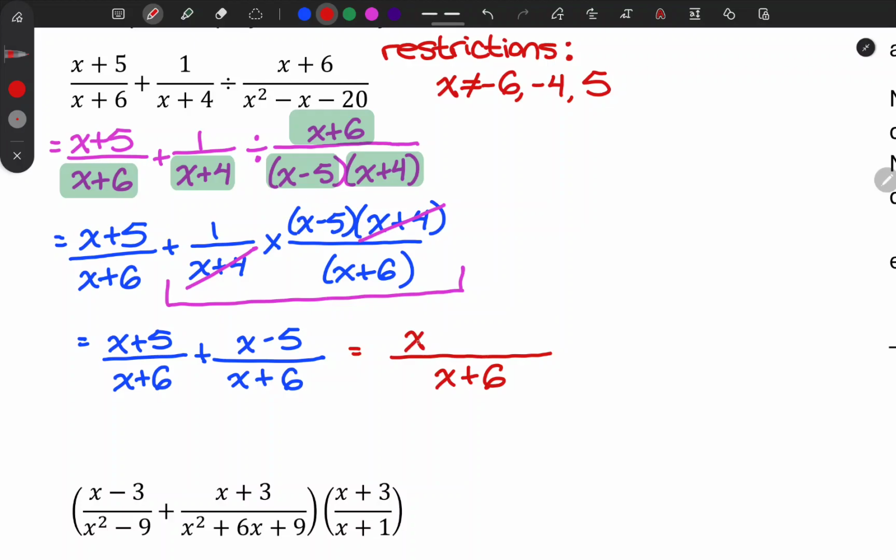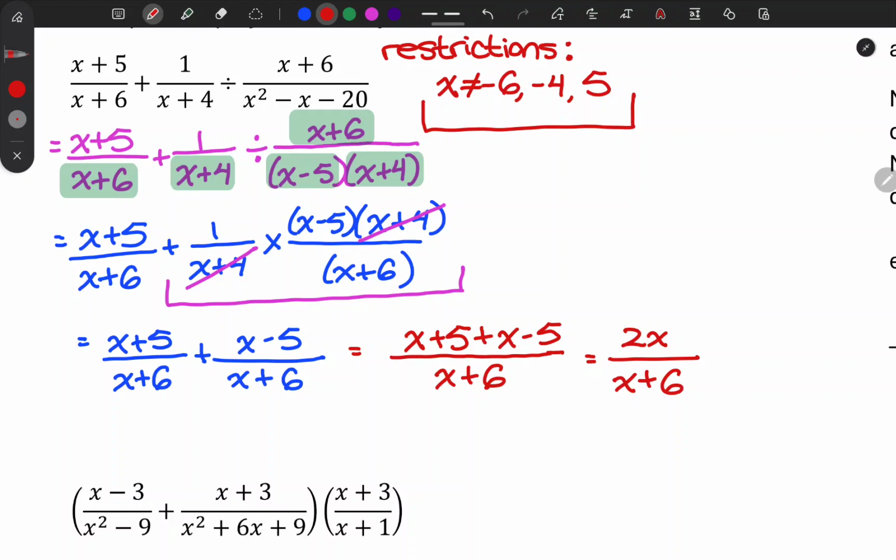We'll have x plus 5 plus x minus 5. And that looks like it will be 2x over x plus 6 with the three restrictions mentioned above. Fully simplified, not too bad, eh?